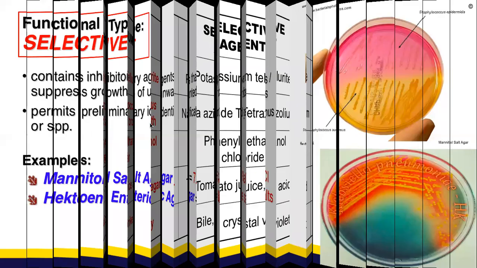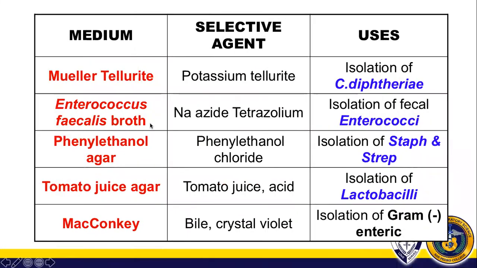So I have here a couple of tables that include some examples of selective media. So we have Mueller tellurite. It contains potassium tellurite, which allows the growth of Corynebacterium diphtheriae and limits the growth of other organisms.